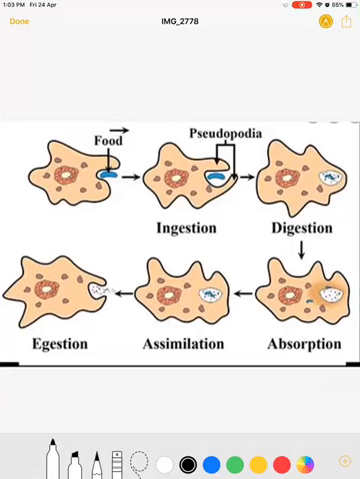Hello students, today we are going to study nutrition in amoeba. Let me tell you first what is amoeba.